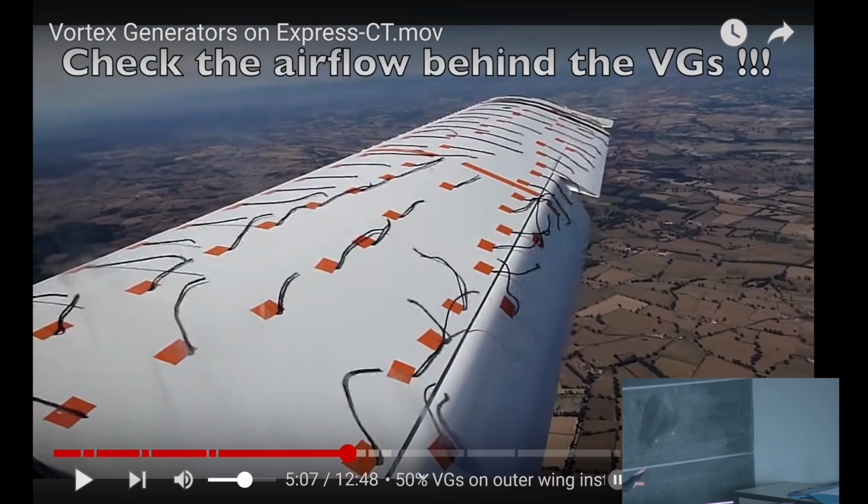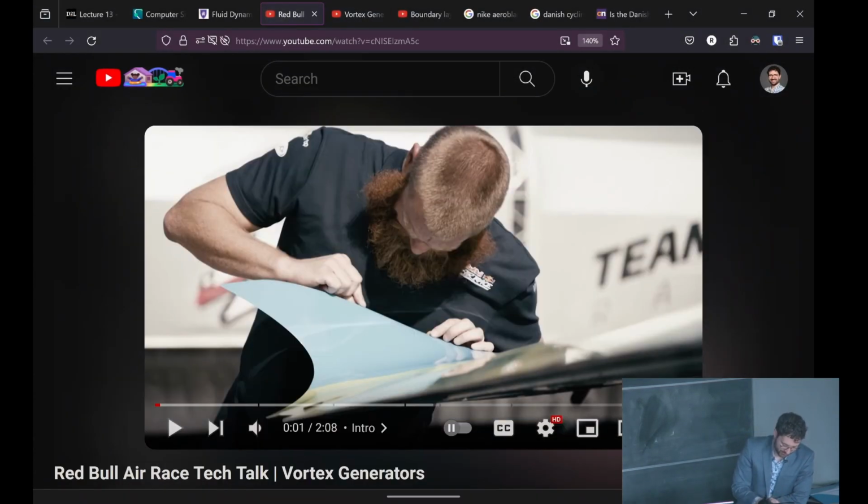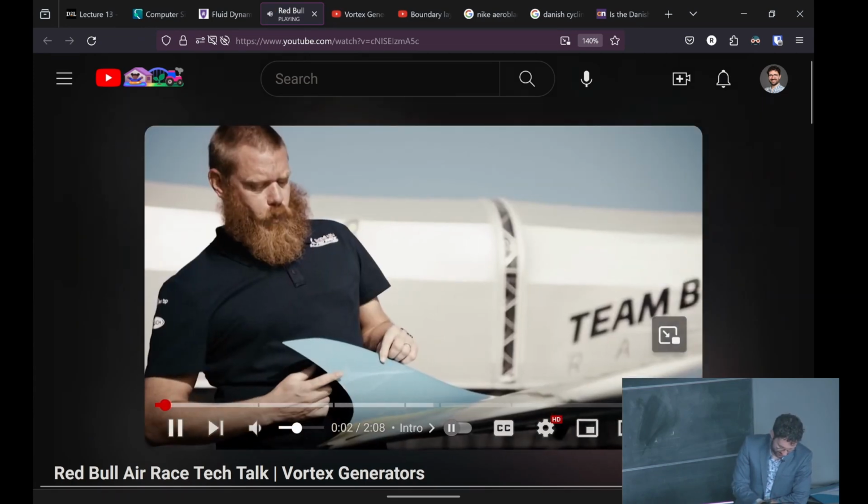This is good because the control surface of the plane is out there. And if the control surface of your plane is in a stalled region, it can't actually do anything on the fluid. So this can lead to loss of control. It's actually quite a serious issue. So that's one way to do it. There's a cool video by Red Bull Air Racing here.